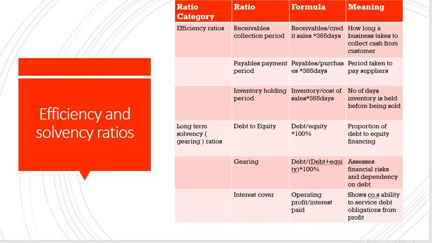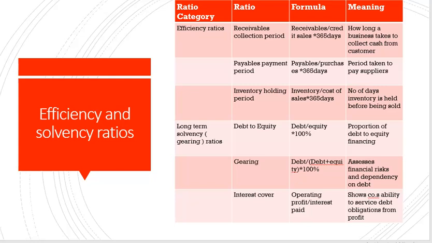Okay. Then now let's appreciate efficiency ratios as well as solvency. Efficiency ratios, they say they look at the efficiency of a business in managing its operating cycle. So the first efficiency ratio is the receivables collection period. So the receivables collection period is calculated as receivables over credit sales times 365 days.